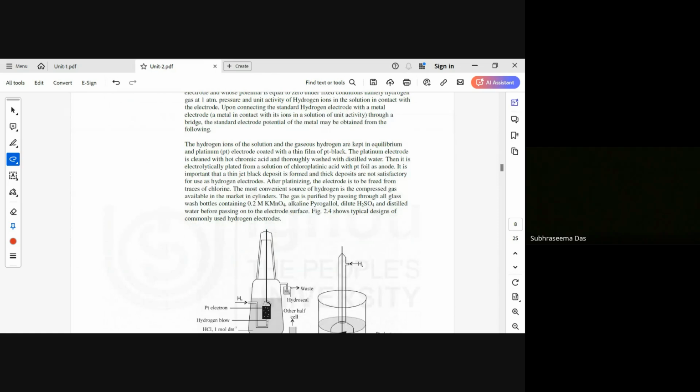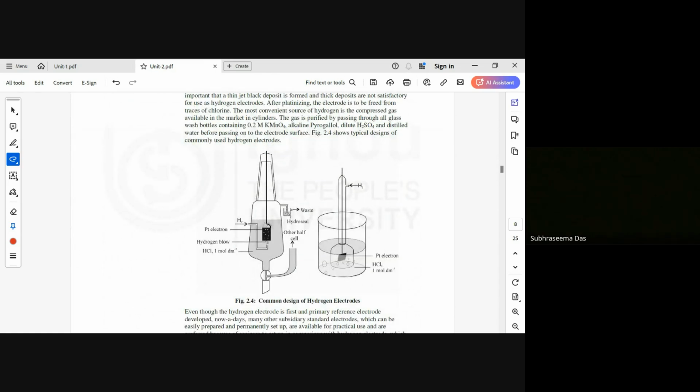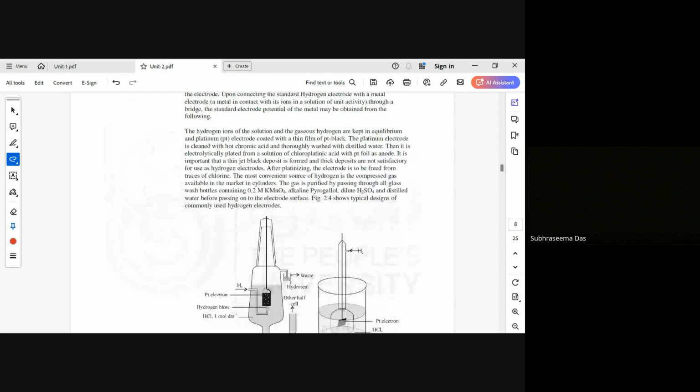When we look into figure 2.4, it indicates the common design of a hydrogen electrode. Here the hydrogen ions of the solution and the gaseous hydrogen are kept in equilibrium using a platinum electrode, which is coated with platinum black. The platinum electrode is usually first cleaned with chromic acid. It is electrolytically plated from a solution of chloroplatinic acid with platinum foil as anode. It is important that a jet black deposit is formed, and thick deposits are preferred for use in hydrogen electrodes.